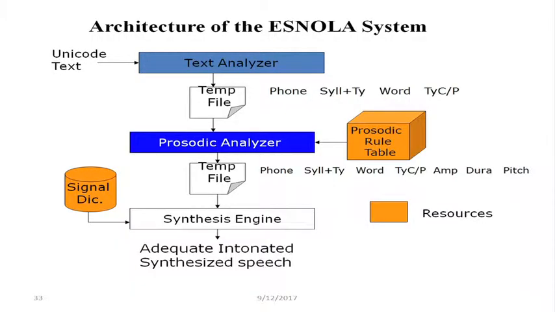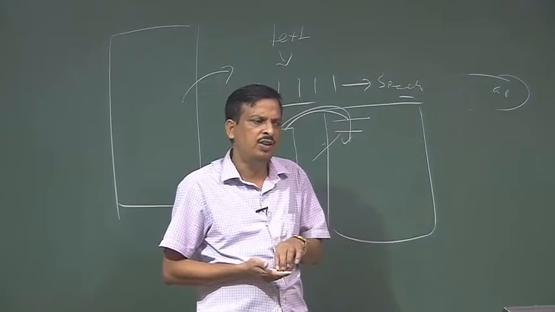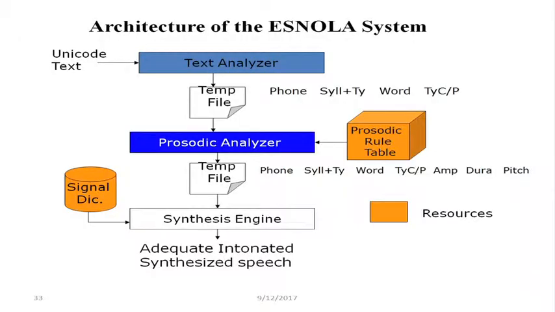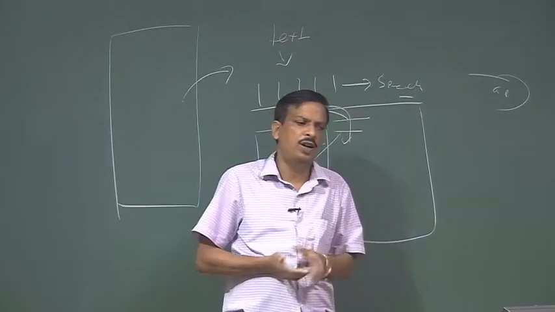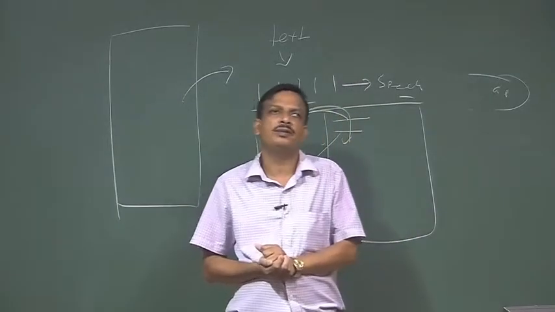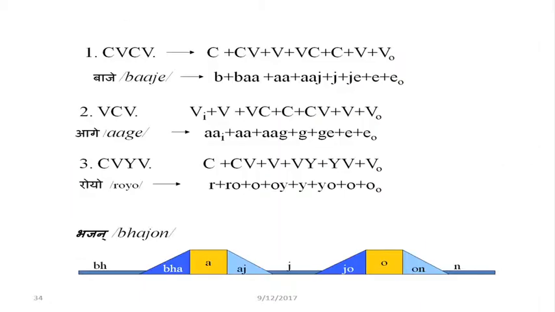At the same time we are also developing one technique which is called ESNOLA, epoch synchronous non overlapping add method based TTS, in which the text analysis is all the same, only instead of diphone we call the unit a part name. So, I am not explaining the prosody part, I am only explaining the signal part, which is called the part name dictionary. What does a part name contain?